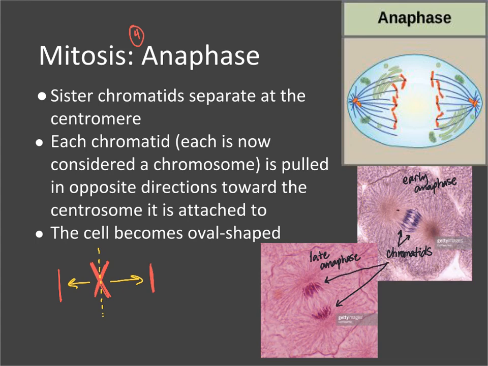You can still see those spindle fibers coming up from the centrioles as well. And it's those fibers that are actually pulling the chromosomes away from each other. Notice that the nuclear membrane is still gone and the cell membrane is still there. The cell also starts to elongate, so it starts to go from being a round cell to being a longer cell. And this is important because in the next step, the cell is actually going to start to divide in two.